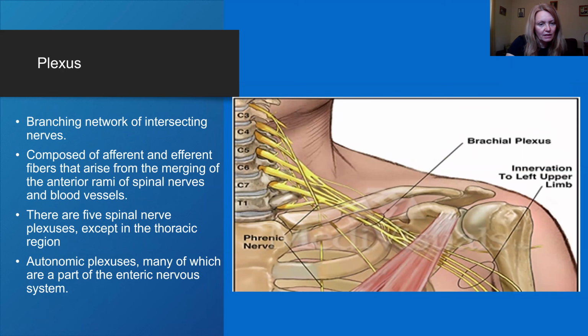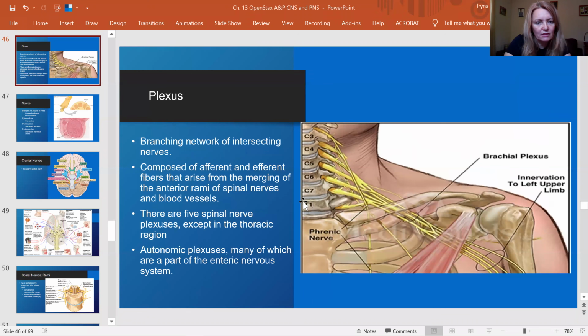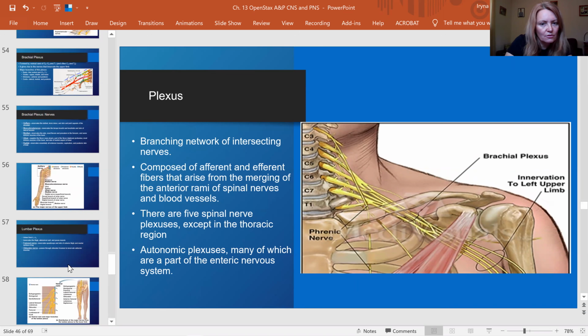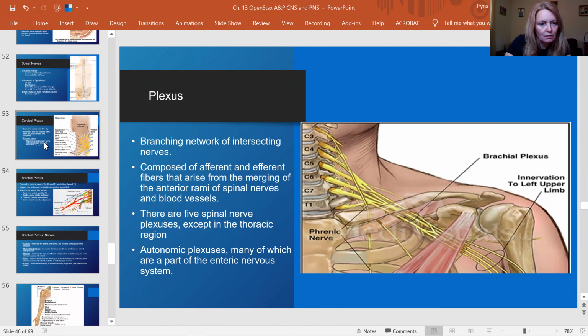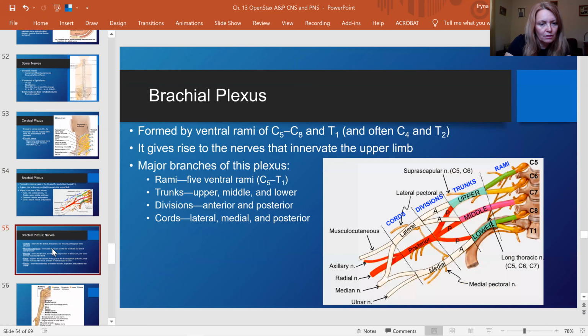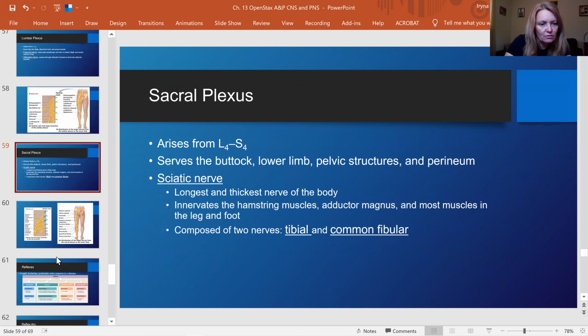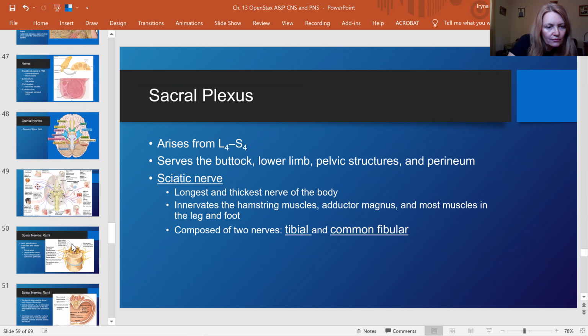There are 5 spinal nerve plexuses. I wonder what they mean when they say 5. Okay, so hold on a second. We will get back to it. So we have cervical, brachial, lumbar, and sacral. So that's only 4. Okay, let me check. I changed it. I am so sorry for this.